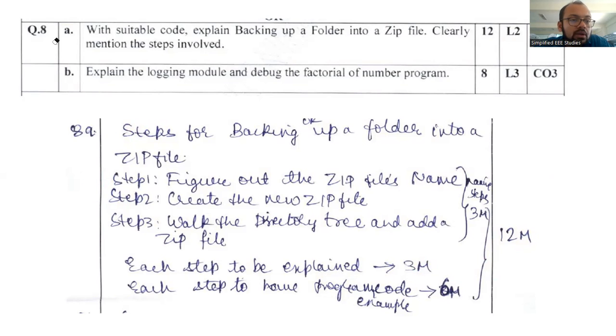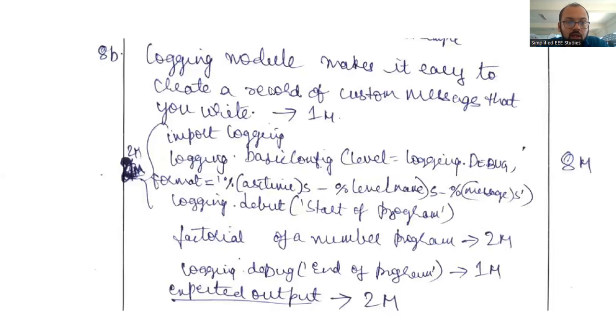Question number 8B: explain the logging module and debug the factorial of a number program. First of all, you have to import the logging module. What is the importance of the logging module? You have to write that. First, the way of importing logging has to be added, then the level of logging. There are different types of logging levels that you already studied, which you are supposed to mention.